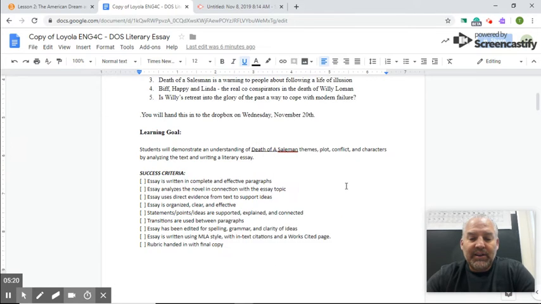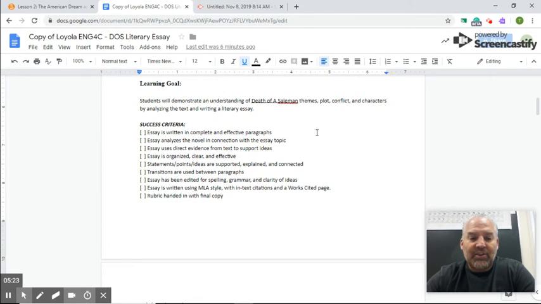Here are your learning goals. And there's some success criteria for you, so before you hand it in, make sure you have all these things. Use direct evidence from the text. It's organized. Statements, points, and ideas are supported, explained, and connected. There are transitions used between paragraphs. So all of these things I've left here. This is how you can have success on this essay.